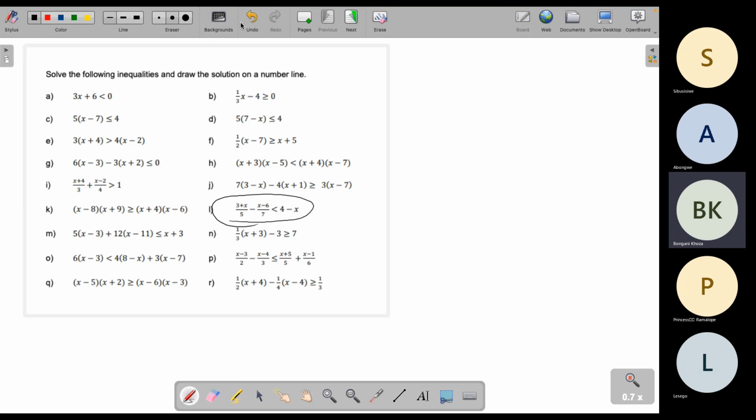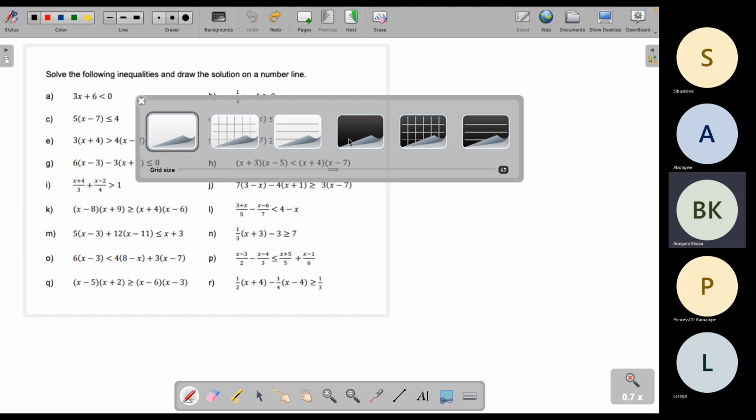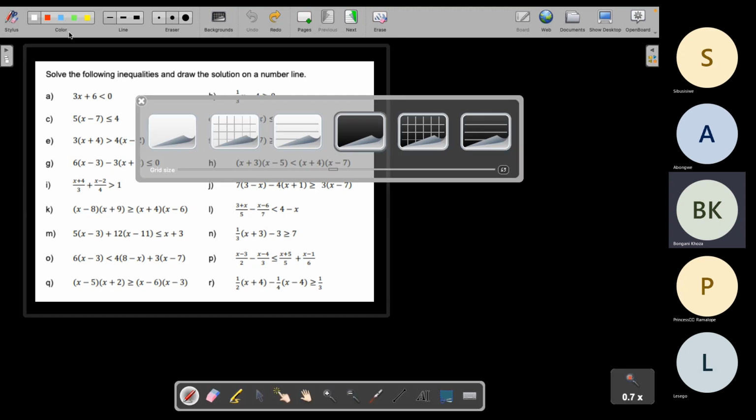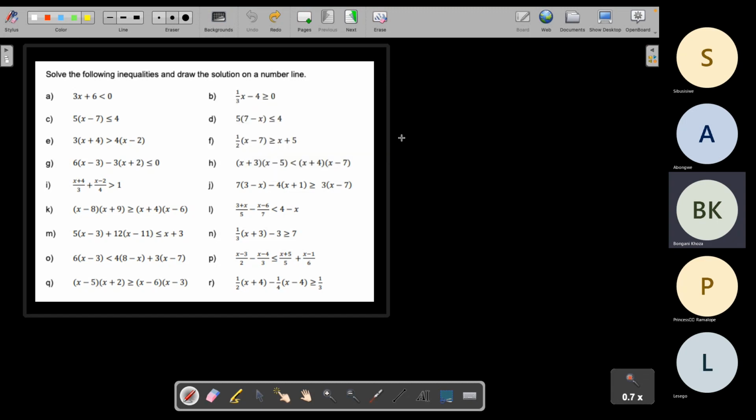Why am I using that ink? I don't know. Okay. Background like that.